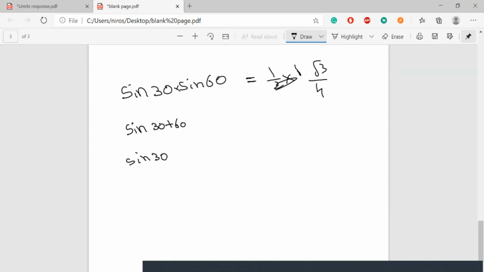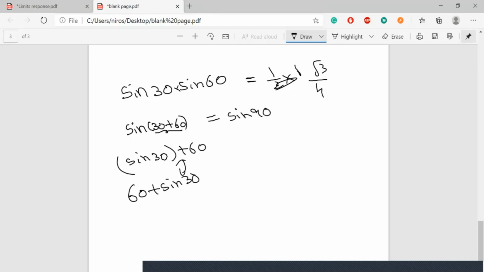Sine 30 plus 60. What is the value for sine 30 plus 60? Remember, when there is nothing, sine 30 plus 60 means this is one single quantity. If they didn't mention the parenthesis also, it is one single angle. In most cases, they will write it as sine 60 plus 30. These both are the same. This comes as sine 90, that's 1. So sine 30, this is 1 by 2 plus 60.